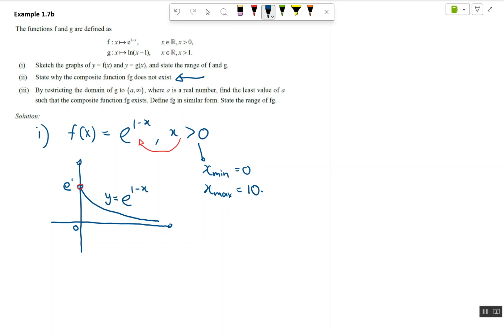For this function, the range of f is from 0, and it cannot include 0, so I cannot use this bracket, I have to use this bracket. If you don't understand which kind of bracket to use, please refer to the videos in front. Comma, and the maximum is at e to the power of 1, or e only, and it cannot include e as well, because you can see there's an empty circle here.